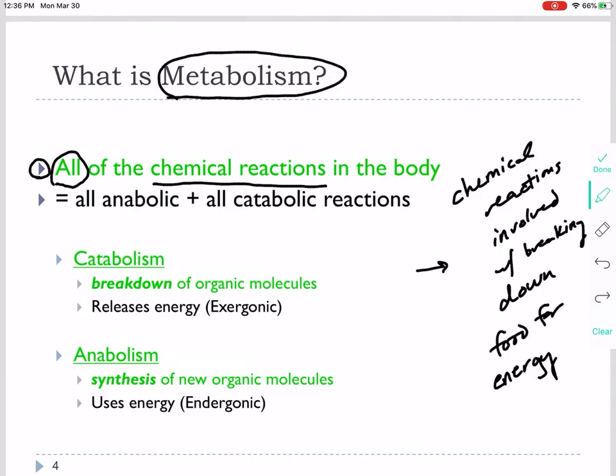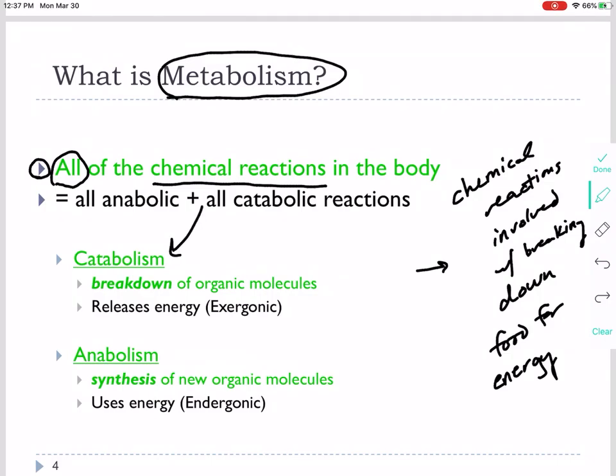So when we talk about metabolism, not only are we talking about the chemical reactions needed to break down food for energy, we're also talking about all the other chemical reactions that are happening. The chemical reactions happening with muscles in order to contract. The chemical reactions happening in order for glands to produce and release hormones. The chemical reactions happening for everything. So metabolism is more than just the chemical reactions needed to break down food for energy. Metabolism is the sum of all the chemical reactions.